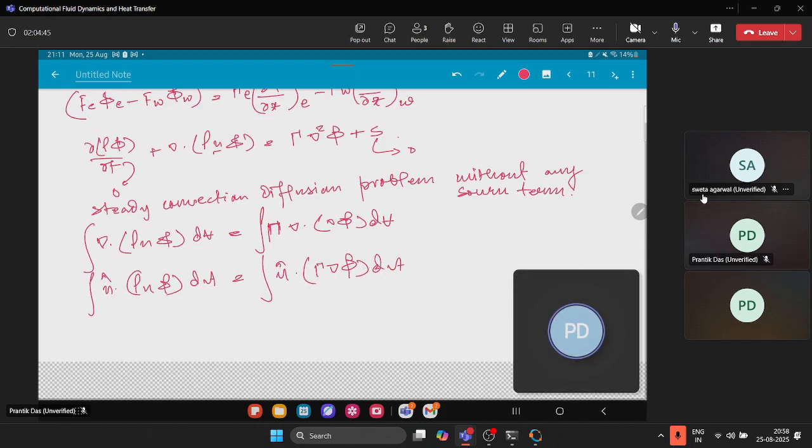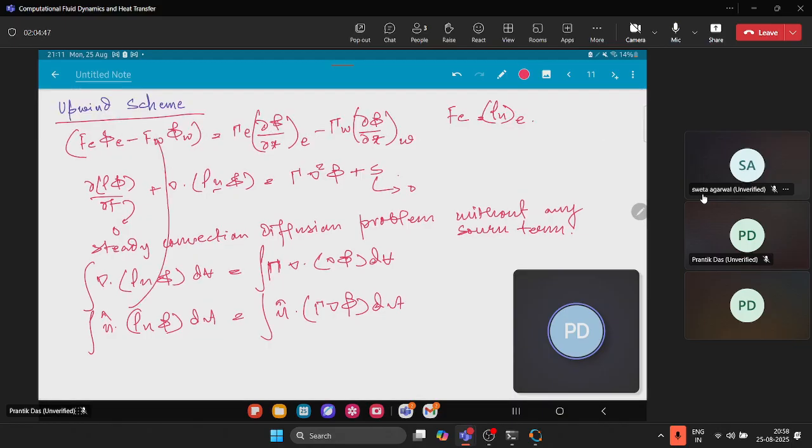So now this becomes this one, since we know that rho u is basically equal to capital F, with a subscript small e if it is calculated at the east face, and small w if it is calculated at the west face. So the equation becomes Fe phi e minus Fw phi w equals gamma d phi dx at east minus gamma d phi dx at w. Okay. So is it clear to you, Sweta?